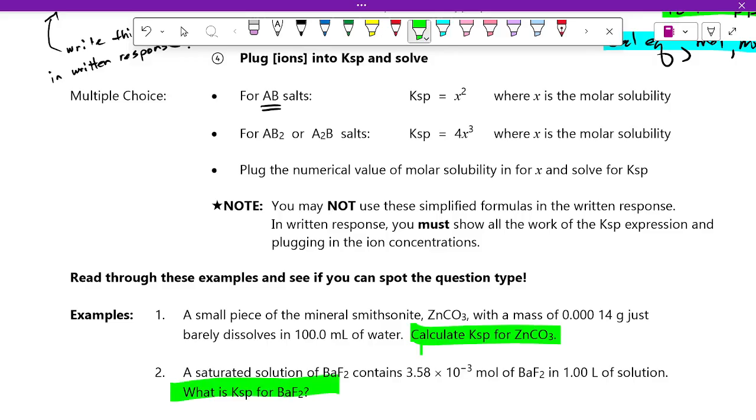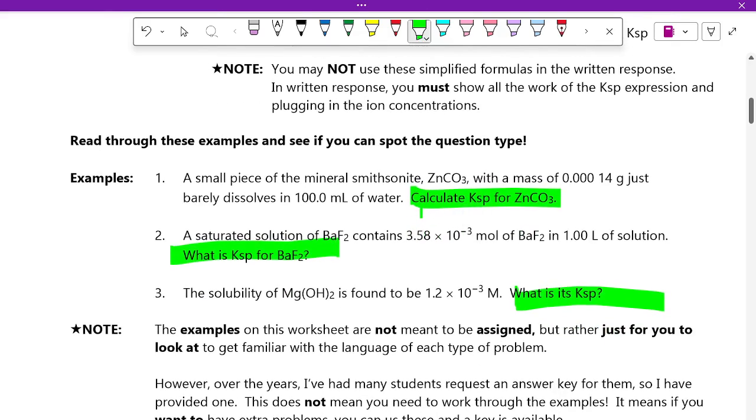Straightforward enough? Okay. If you are interested, I did make an answer key to these questions. But I didn't mean for these examples to be assigned, but in the past I have had students do these, and then say, where's the answer key? And so I have made an answer key for it, but these are really just to recognize the problems. But if you need more problems, feel free. I'm not assigning them, but feel free to do them if you want to.